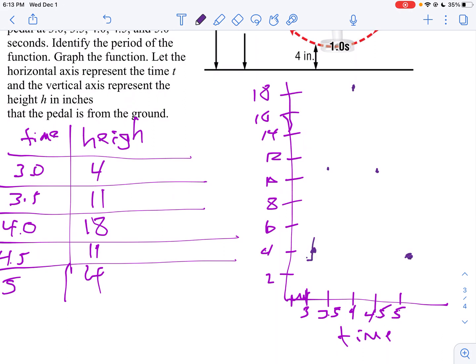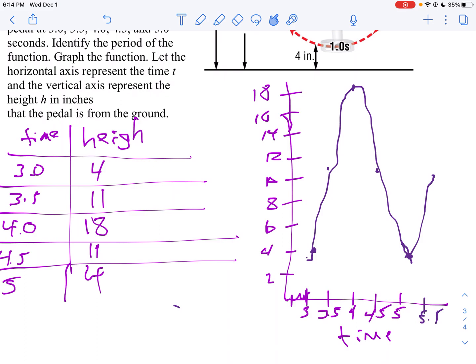So here is one period of our graph. Looks kind of parabolic, doesn't it? But it would repeat here. Because if I went out to 5.5, then I'd go back up to 11 inches, and so on. So you can see that.